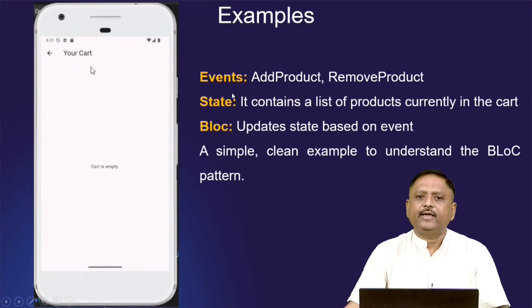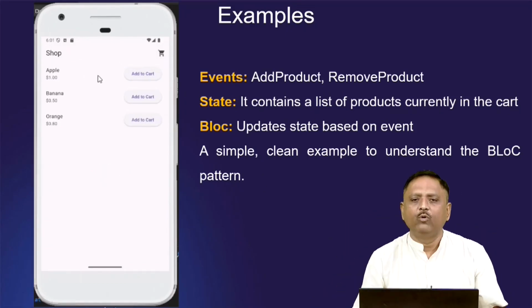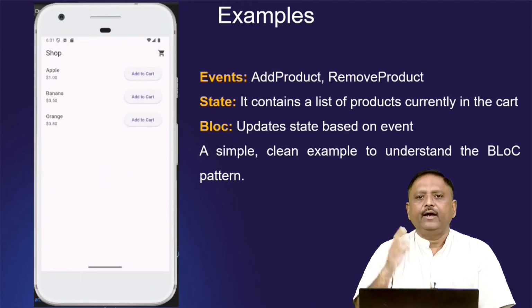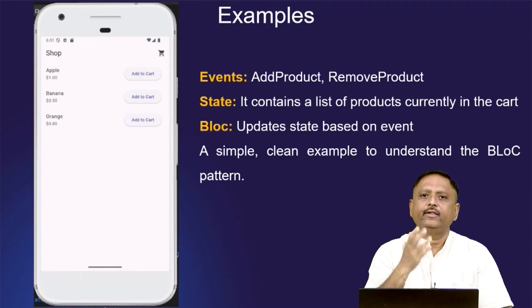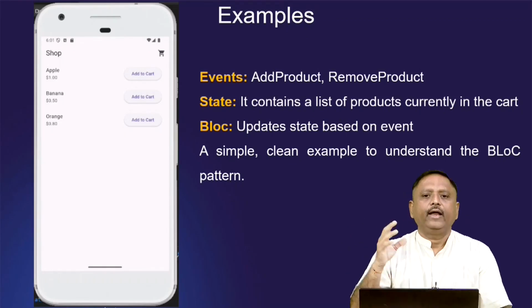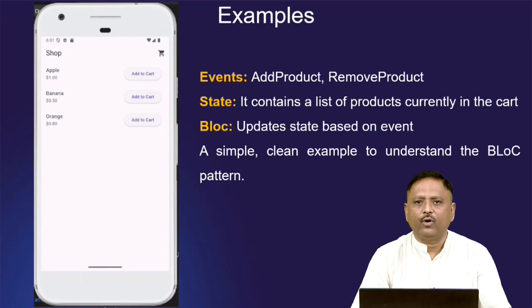So in this case we can say the events are add product and remove product. What is the state? It contains the list of products currently in the cart. And what is the bloc's role? It updates the state based on events like add or remove product. So it is a simple, clean example.